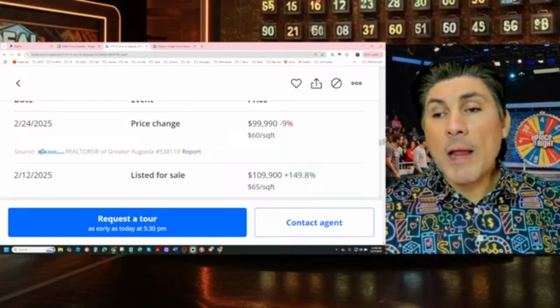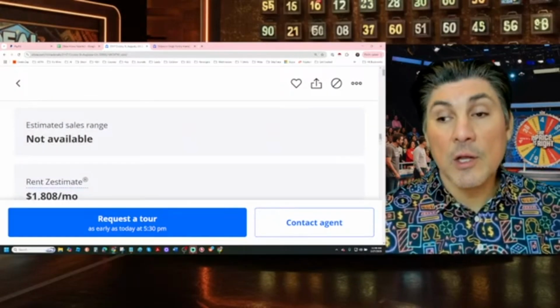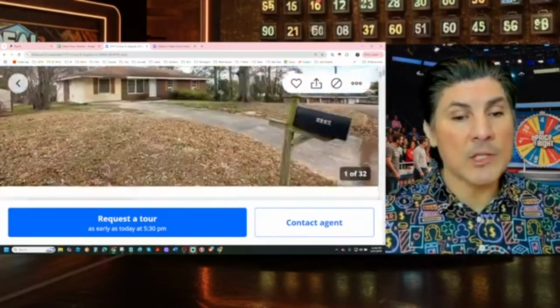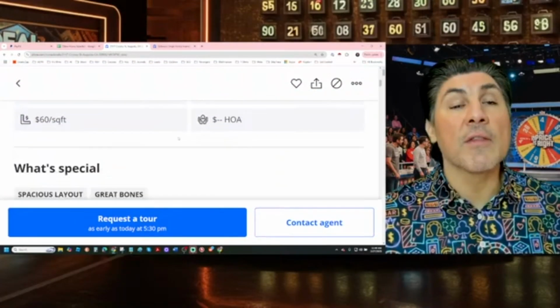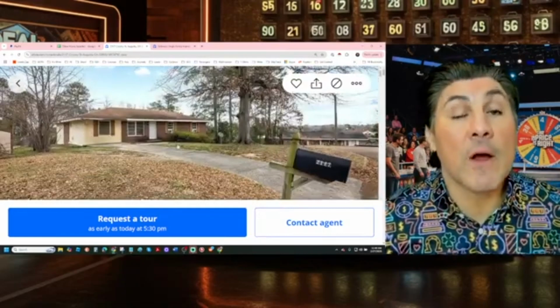Now, what I am going to suggest is that when you see an opportunity like this, you immediately call the agent. All right, just immediately call the agent. You get on the phone with them. I do not suggest that you start comping properties before talking to the agent.